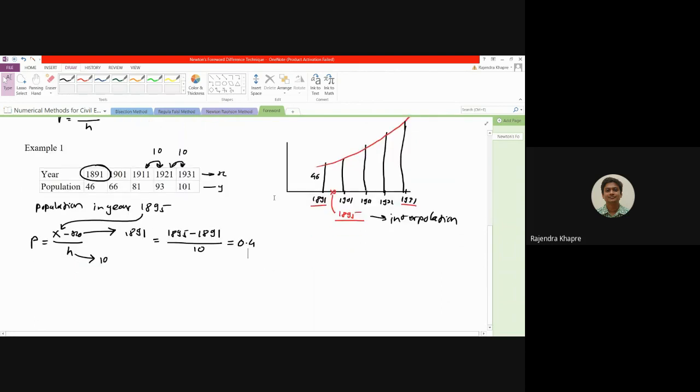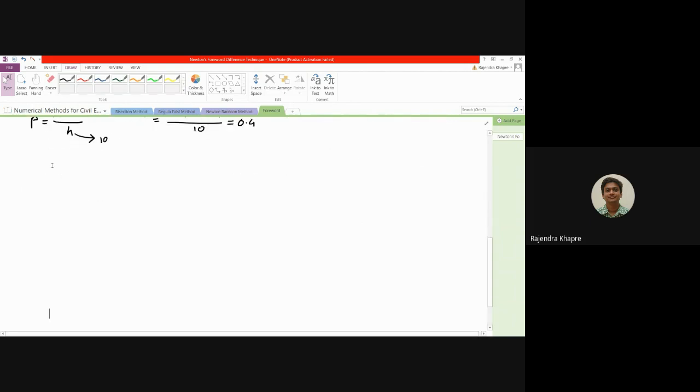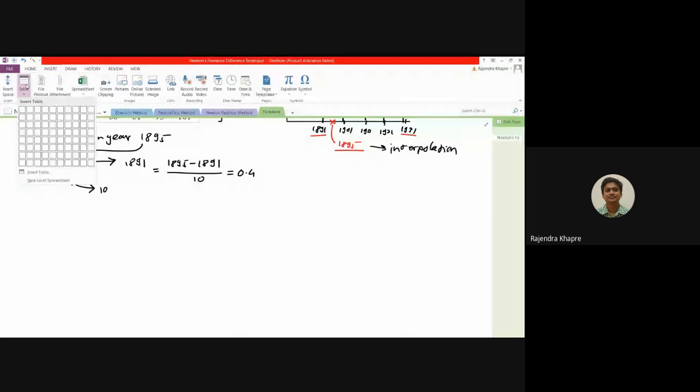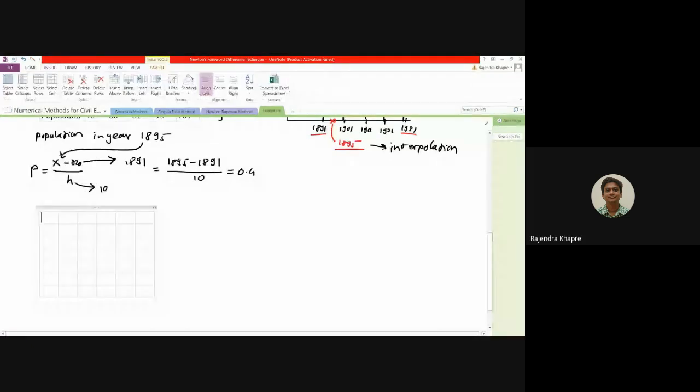For this purpose, you have to draw a simple table. Let me draw a table for you. I need to slightly go down. Okay, so I have this table like this.